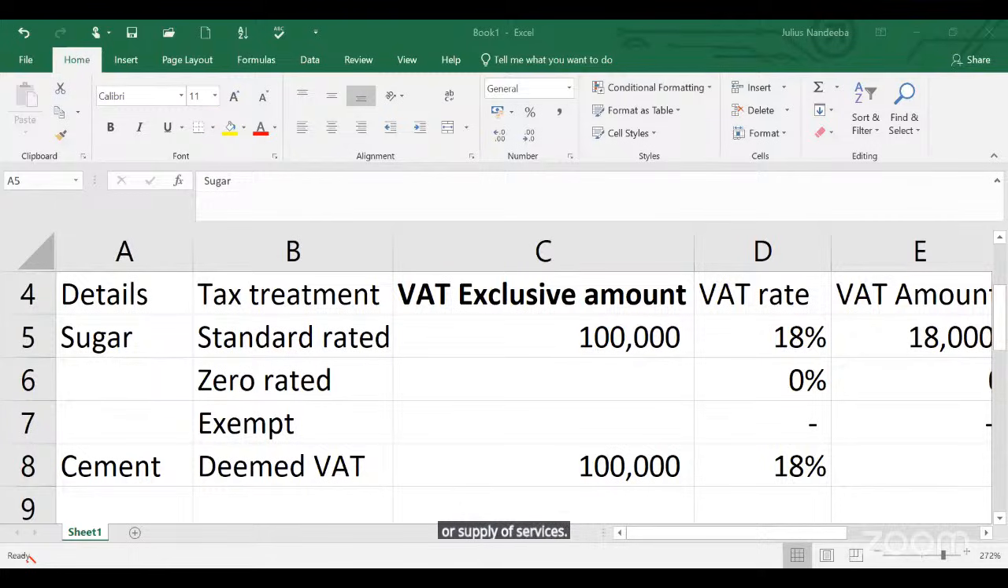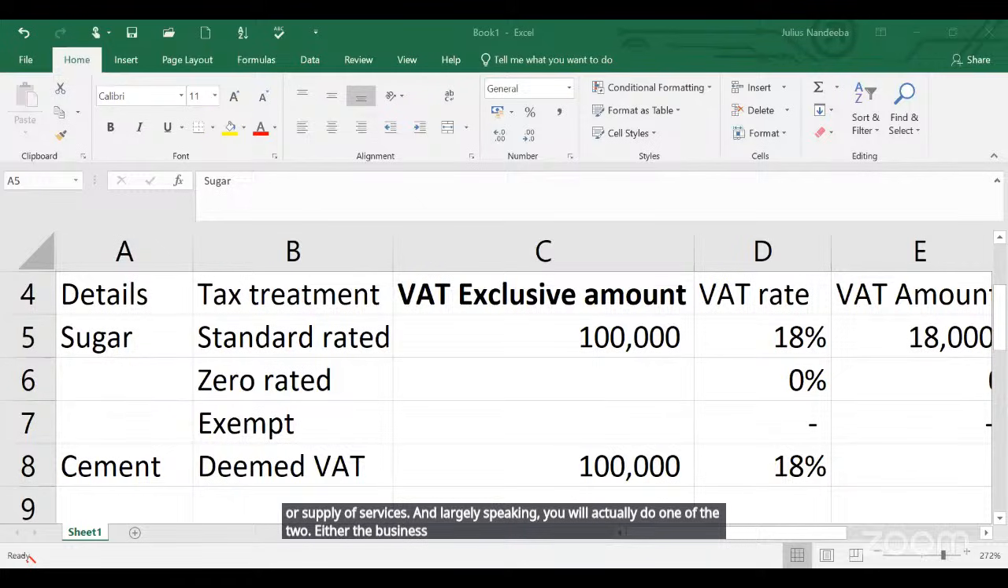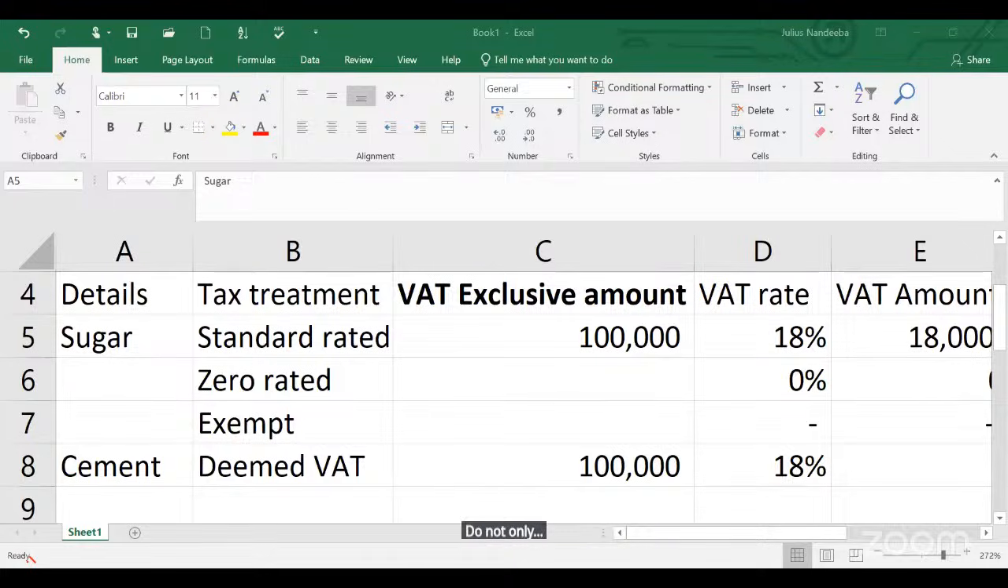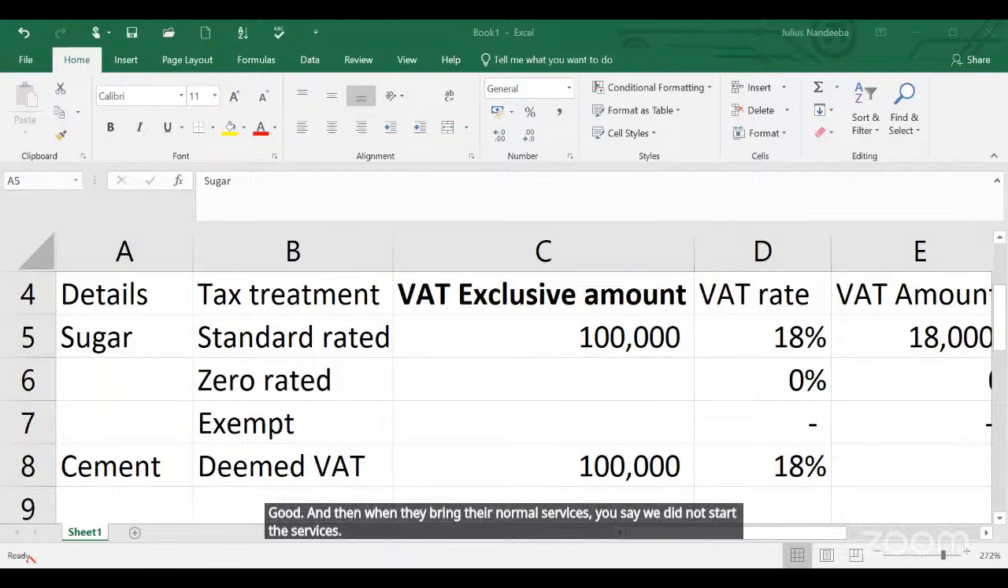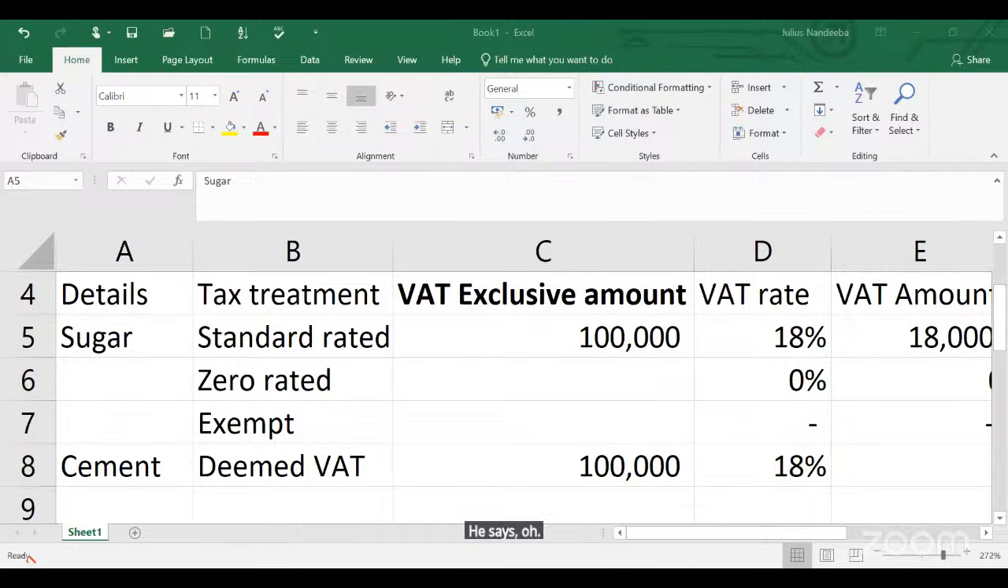And largely speaking, you will actually do one of the two. Either the business is in supply of goods or the business is in supply of services. So do not only cram goods, and then when they bring a number on services, you say we did not study services. PAT is either on services or goods. Supply of imported services. Now this one, I must talk about it separately.